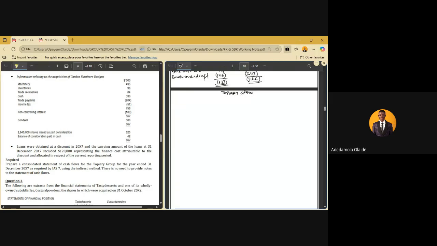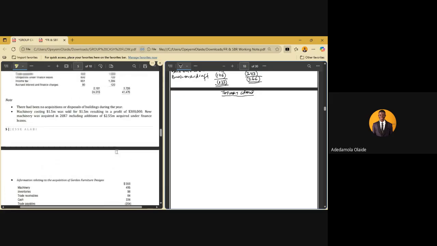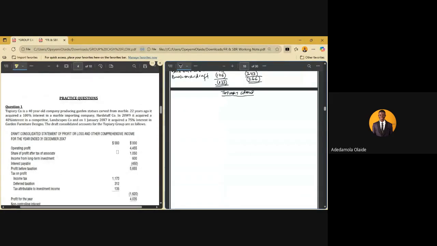So for Topiary Group, they've given us a lot of details, but we are preparing the statement of cash flow as at 31 December 20x7. Of all the acquisition information they gave us, it is only this Garden Furniture Designs that was acquired at the beginning of this year, meaning it will be the only one whose information will not be in the opening balances we have.